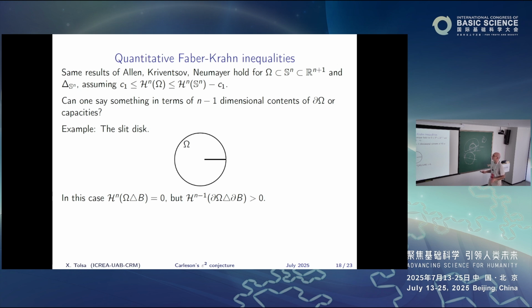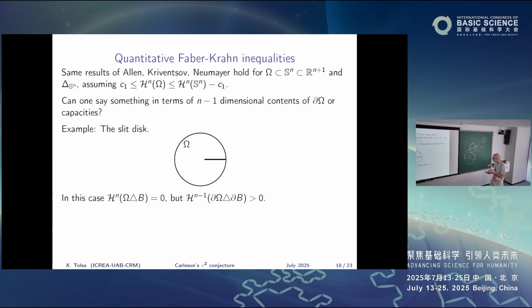Then remember that the first eigenfunction vanishes at the boundary, and here we have an eigenfunction that vanishes here. What happens is that the eigenfunction corresponding to this domain will be quite different from the eigenfunction corresponding to the same ball minus the slit, right? Also, the eigenvalue corresponding to this omega will be pretty different from the eigenvalue corresponding to the ball B.